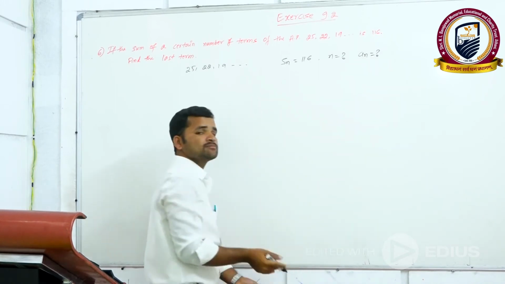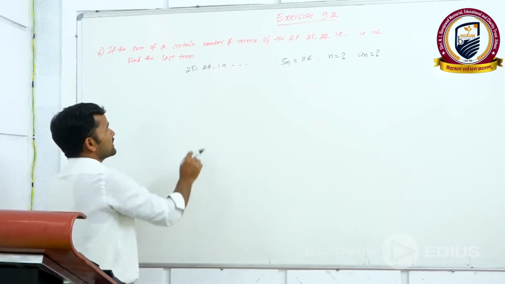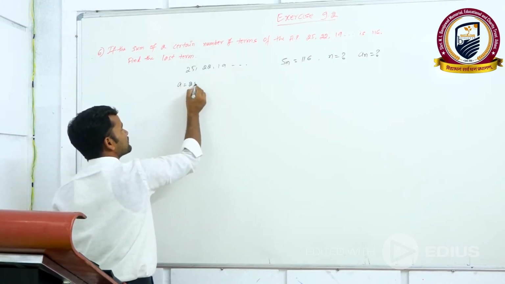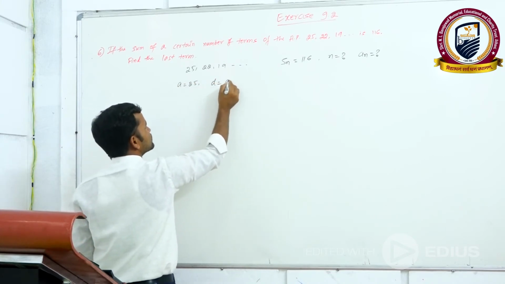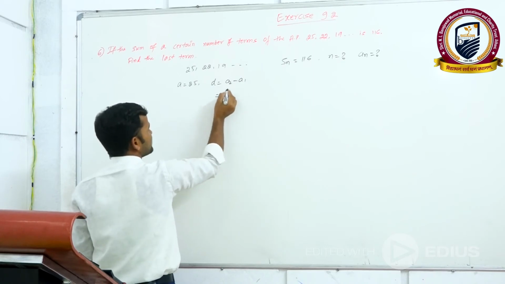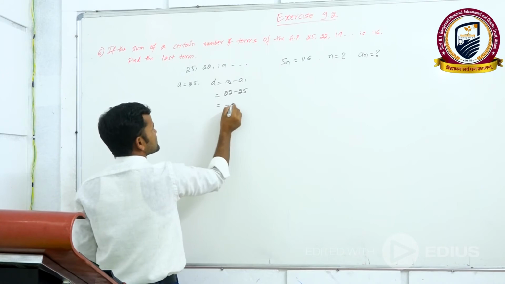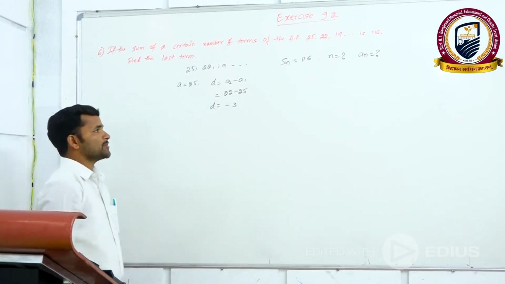n we do not know, n we have to calculate. And the first term and common difference: a is equal to 25 here, and the common difference d is equal to a2 minus a1. a2 is 22 minus 25. This is nothing but minus 3. Common difference d is minus 3.